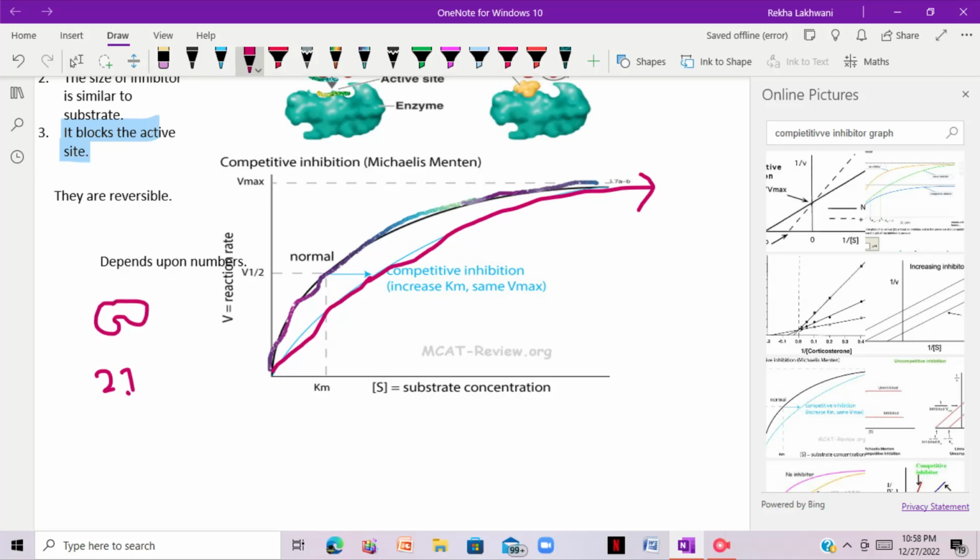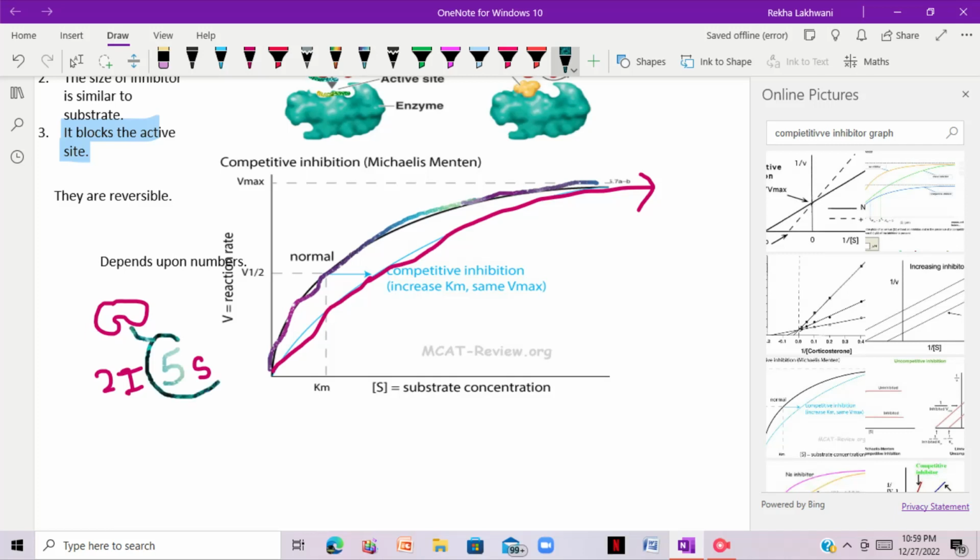But what if we increase the substrate concentration and we make it 5? Obviously now the substrate will overcome the inhibitor, and the substrate will join the active site. So this happens when we increase the substrate concentration. The enzyme reaction will also increase, but slowly and gradually.